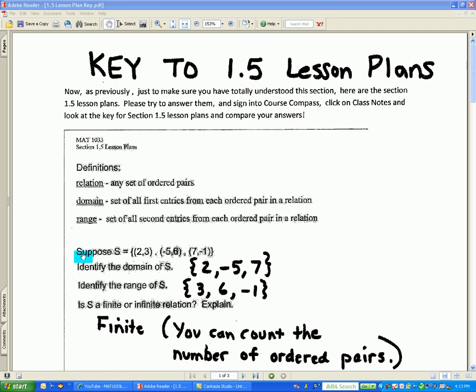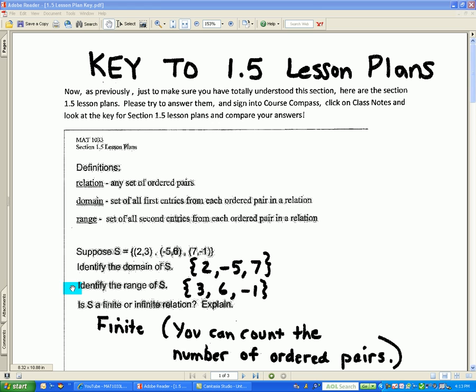So let's specifically look at an example. Suppose we look at the relation S, listed as the ordered pairs (2, 3), (-5, 6), and (7, -1). When it asks us to identify the domain of S, the domain of S is the set, that's why I put set brackets, made up of all first entries, so 2, -5, 7. Sometimes my students will ask me if the order matters, and the answer is no. You need to remember from set theory that in a set, you can list the elements in any order, so it doesn't matter what order you put them in.